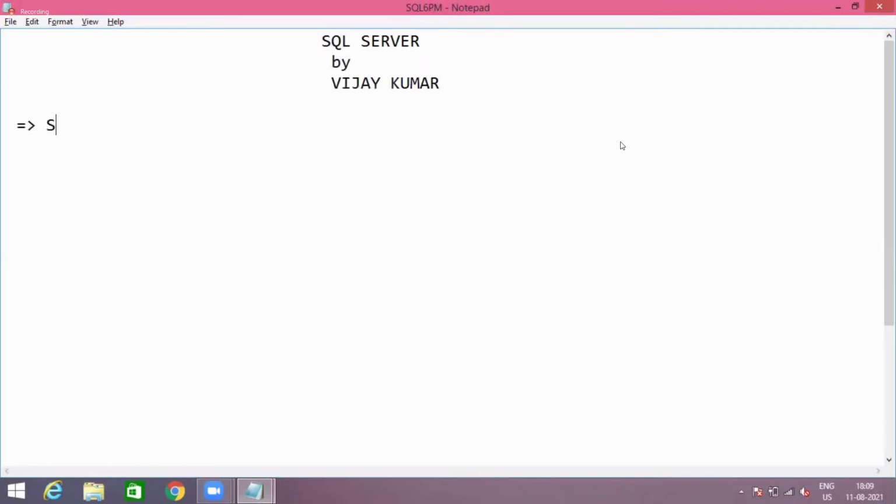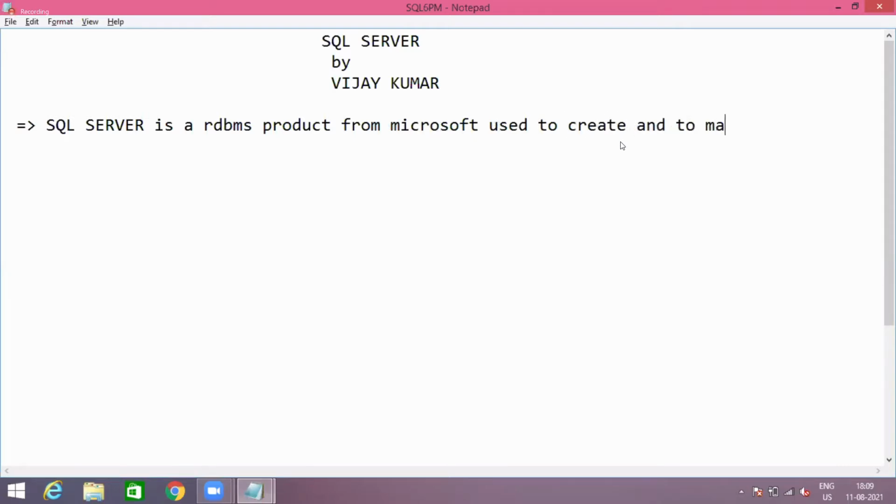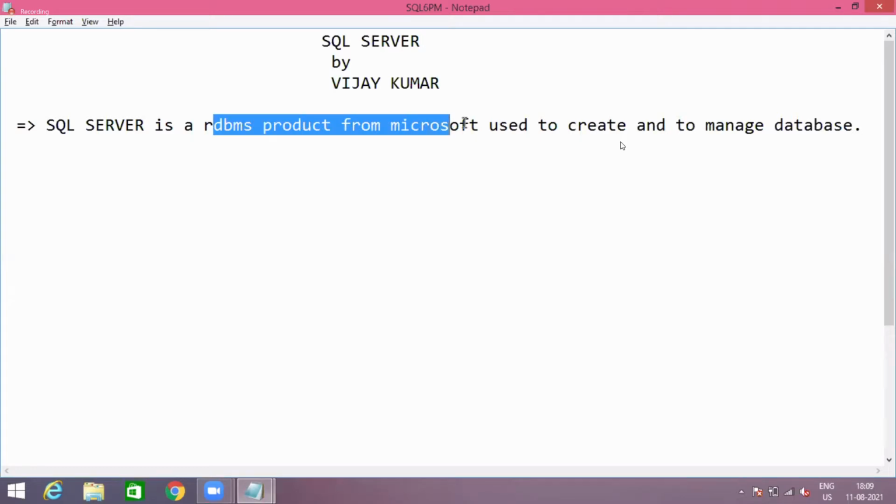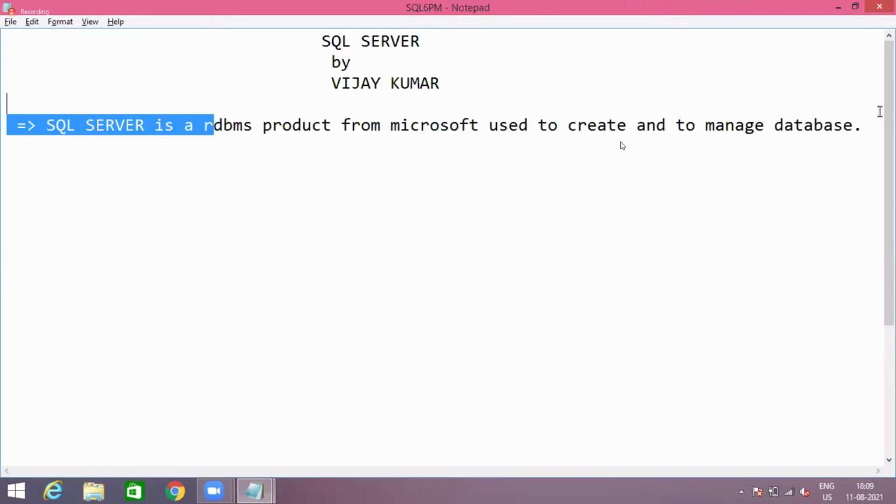What is SQL Server? SQL Server is an RDBMS product from Microsoft. You use it to create and to manage databases. That's it. So in a single line, SQL Server is an RDBMS product from Microsoft, used to create and manage databases.